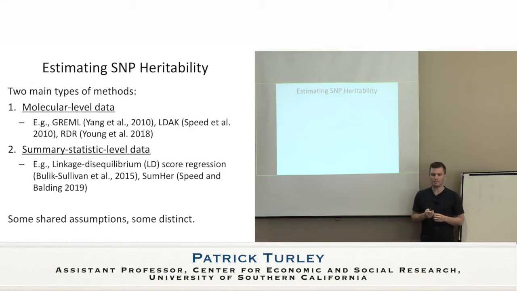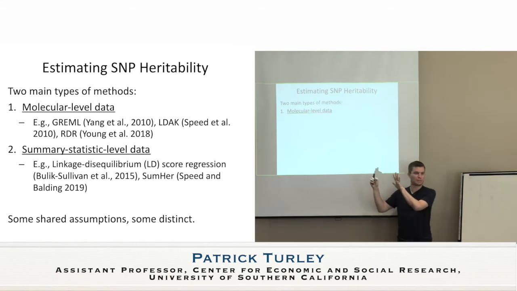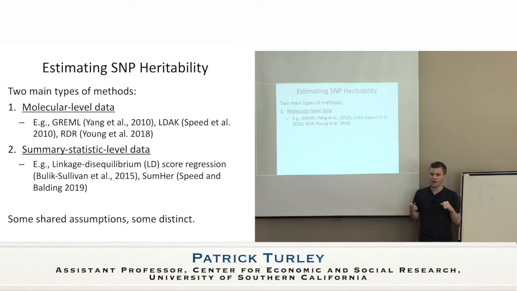Great. So we know what SNP heritability is. How do we estimate it? Well, there's two groups of methods. I've already kind of talked about this. There are methods that are based on molecular level data, and that includes things like GREML, LDAK. There's a method by Alex called RDR that also estimates SNP heritability. Each of these gives a slightly different flavor of SNP heritability, but depending on your definition of what your SNPs are and what your effects are, they'll give you different answers.